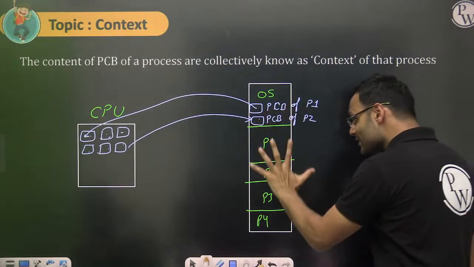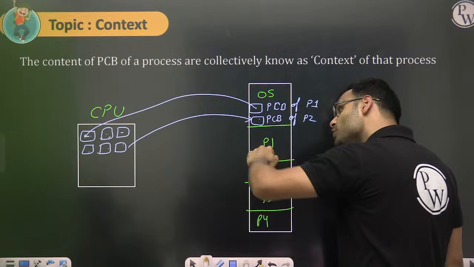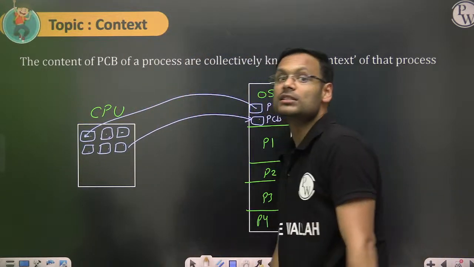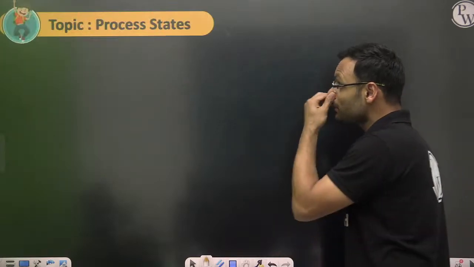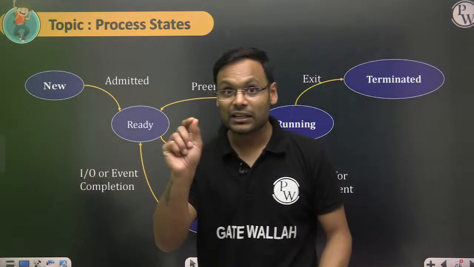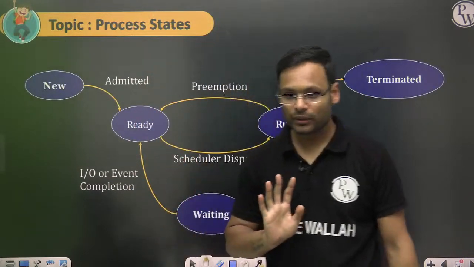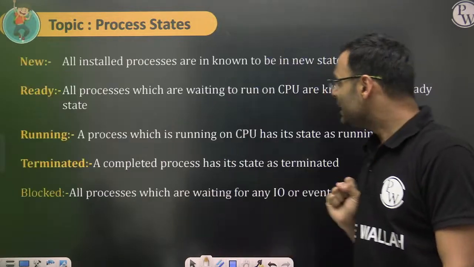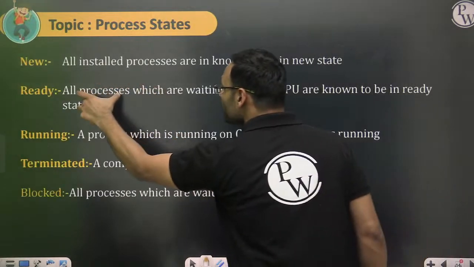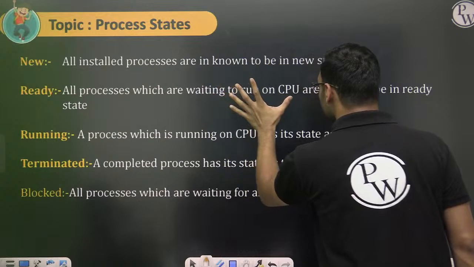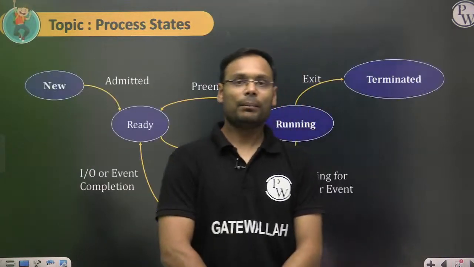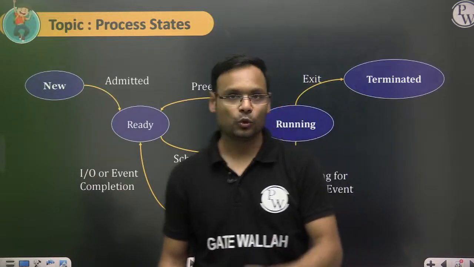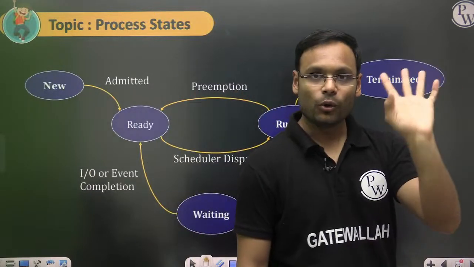Among these processes, the OS will decide which one will go to run on the CPU. There are a lot of processes. So at first, when a process is admitted, it comes to the ready state. Now what is the ready state, sir? The ready state is that state where all processes which are waiting to run on the CPU are known to be in the ready state. Something like a batter who is ready to go and bat.